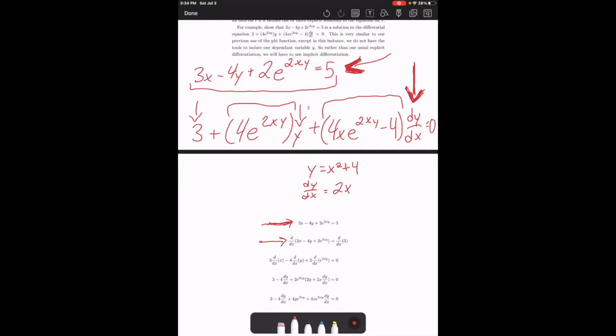So remember, if you're taking a derivative of a sum, that becomes the sum of the derivatives. So the derivative of 3x with respect to x, well, that's just 3 times the derivative of x. Then I can subtract 4 times the derivative of y with respect to x. And I can add 2 times the derivative of e to the 2xy. The right side of the equation turns out very nice because that's just the derivative of the constant, which is always 0. So that's nice.